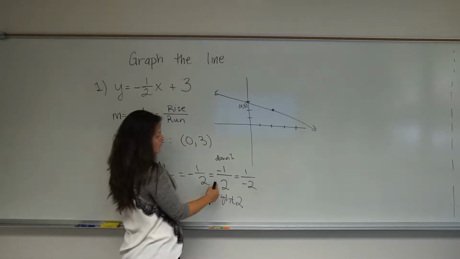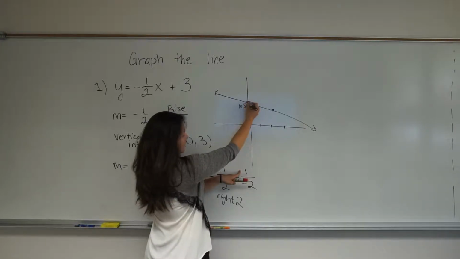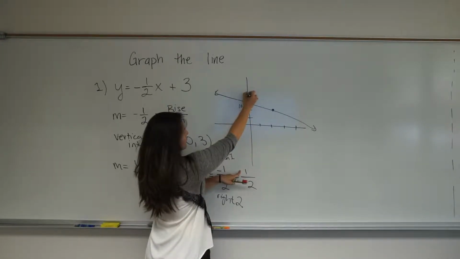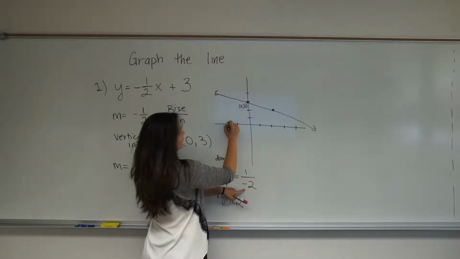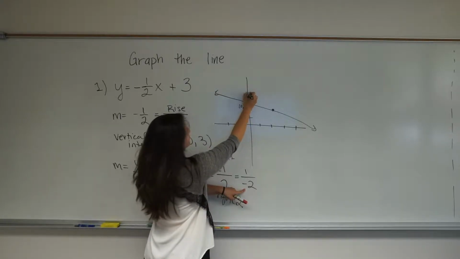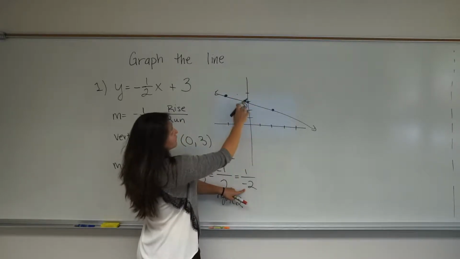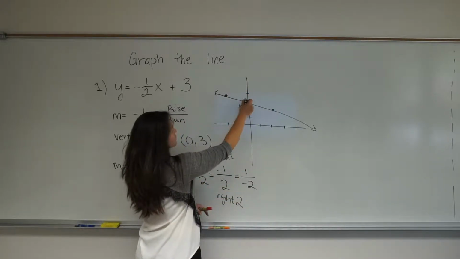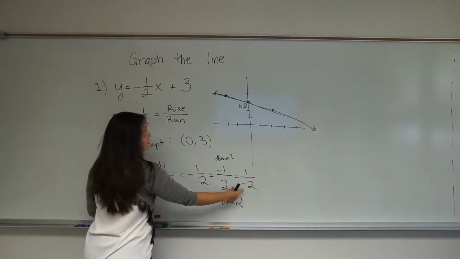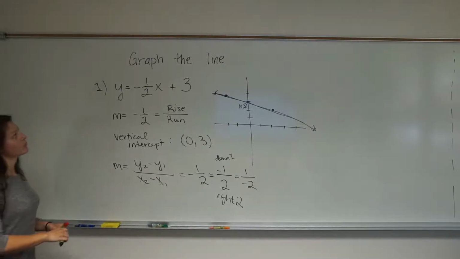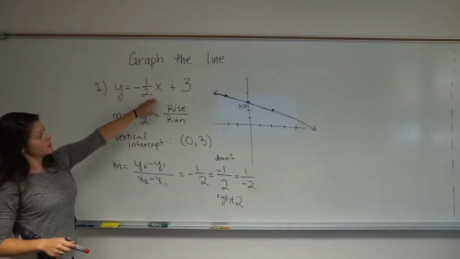Now notice what happens if I wrote this as 1 divided by negative 2 instead. From this point, if I move up 1 and to the left 2, this is not to scale, by the way, but we're going to try to make this as accurate as possible. To the left 2. Notice you end up with 2 points on the same line that we drew earlier. So these are the same. We've graphed our line here. This is y equals negative 1/2 x plus 3.